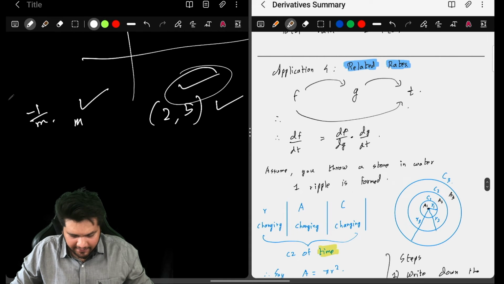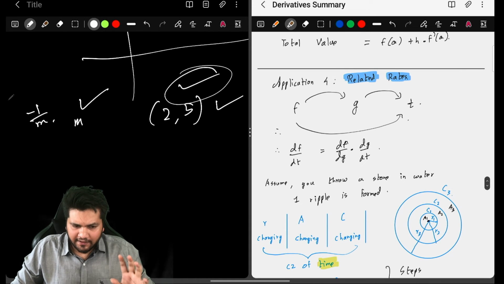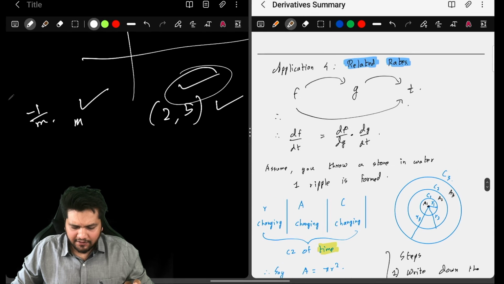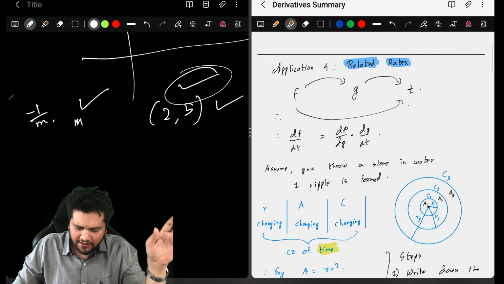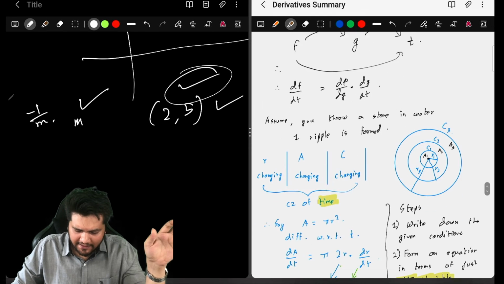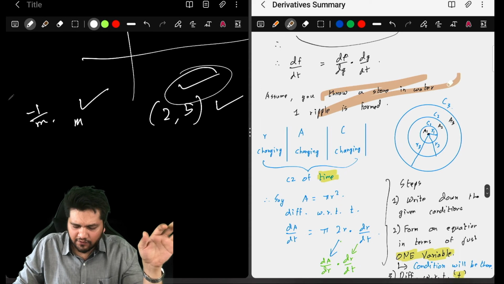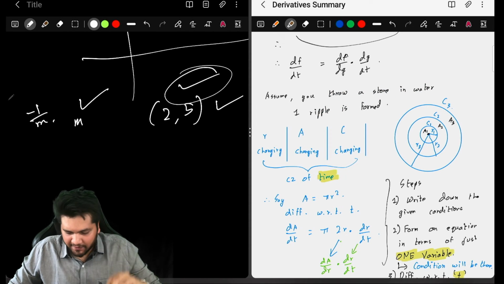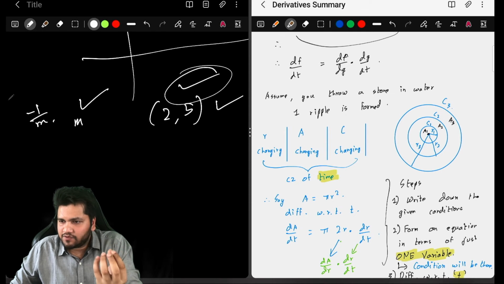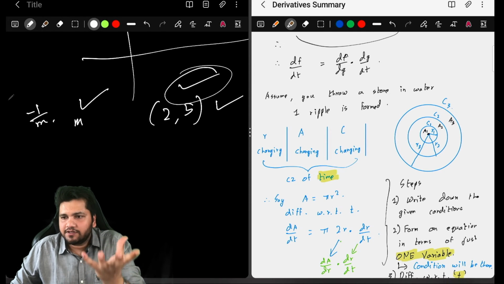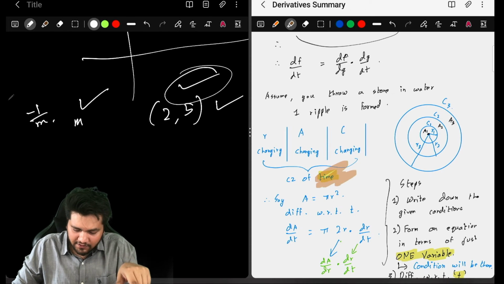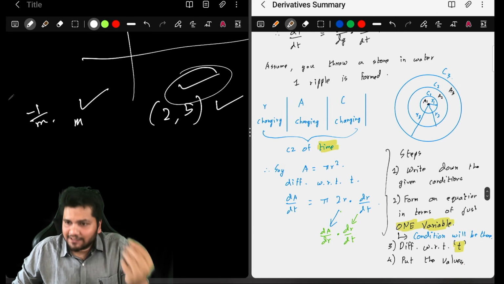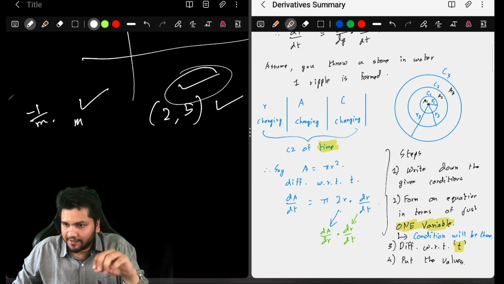Application 4 is related rates. So as you can see, related rates means what? So we'll take directly an example, and this is based on the composite function. So see, f is dependent on g, g is dependent on t. At the end of the day, f is dependent on t. Okay, let's take an example. Suppose you throw a stone in water, one ripple is formed. Let's assume that there is just one ripple which is forming. Now with respect to the radius will increase, the area will increase, the circumference will increase. All three things are changing, and all of these three things are changing because of this element which is time. Because the time is changing, that's why everything is changing. If you stop the time, then nothing will change. But the thing is here, because of time, everything is changing.